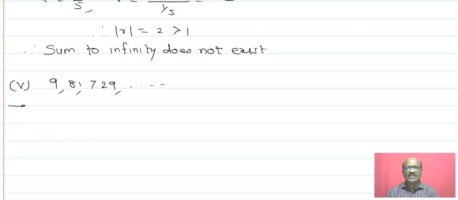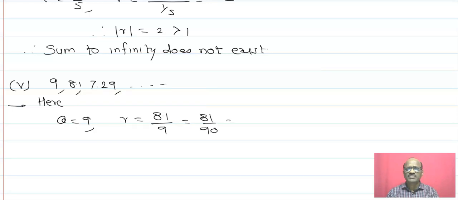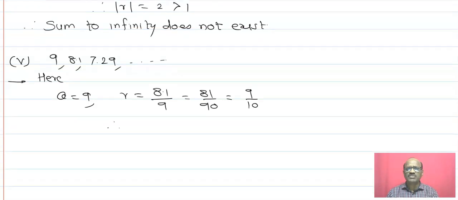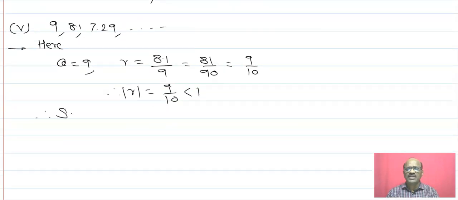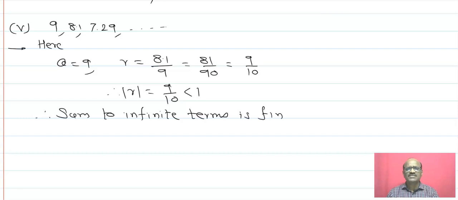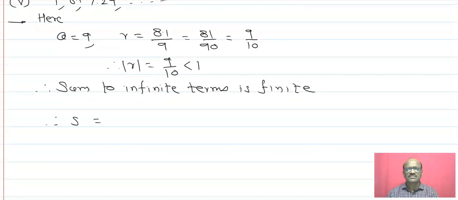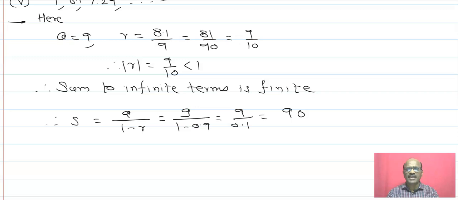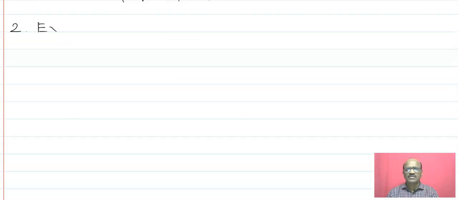Now next is 9, 8.1, 7.29, and in this way r is equal to 8.1 upon 9, which is 81 upon 90, that is 9 upon 10. Again, mod of r is equal to 9 upon 10, which is less than 1. Sum to infinite terms is finite. Therefore, s is equal to a upon 1 minus r, that is 9 upon 1 minus 0.9, that is 9 upon 0.1, and that is equal to 90.